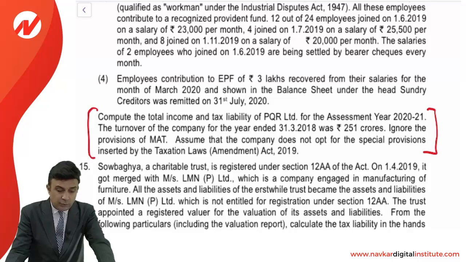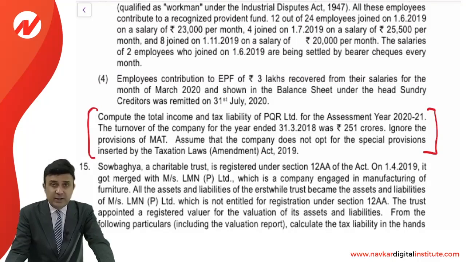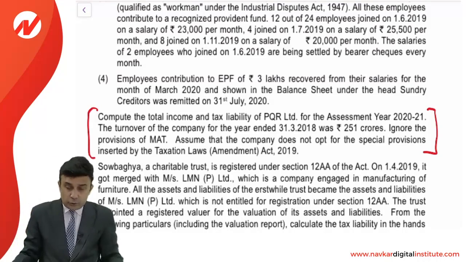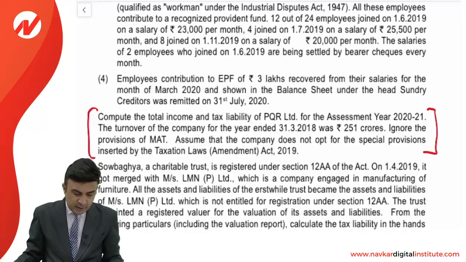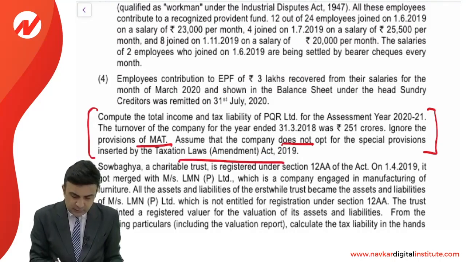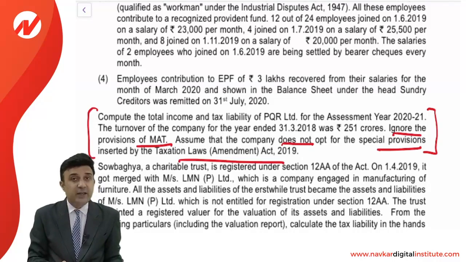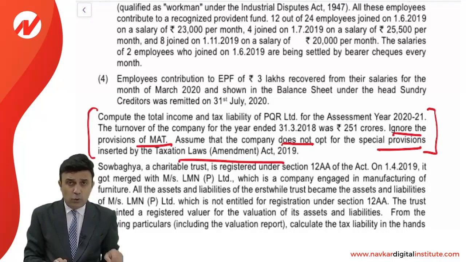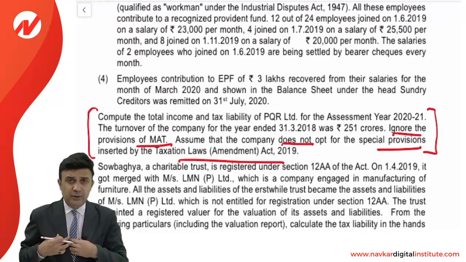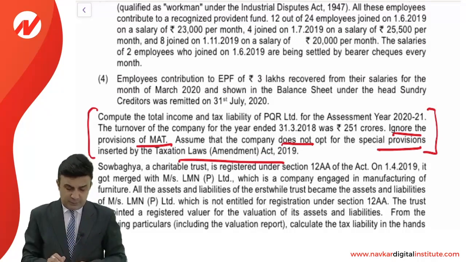The turnover of the company for the year ended on 31st March 18 was 251 crore. In financial year 17-18 it doesn't exceed, friends, 400 crore. So 25% tax rate would be applicable. Assume the company does not opt for the Taxation Laws Amendment Act 2019, meaning thereby they are going for the old one only. They are not opting for 22%. They will be able to get 25%.